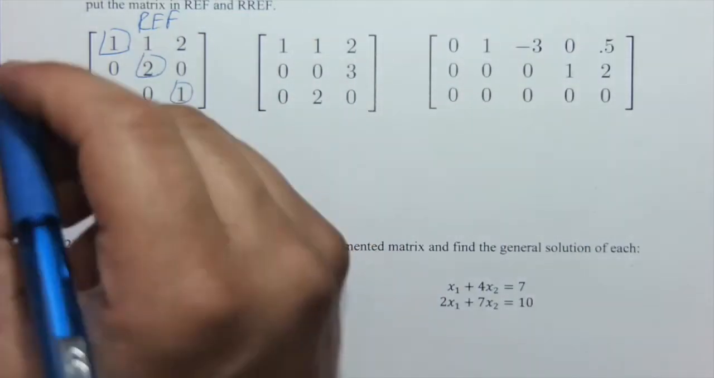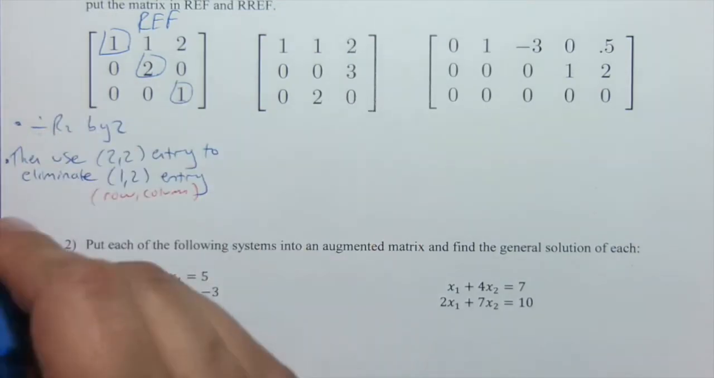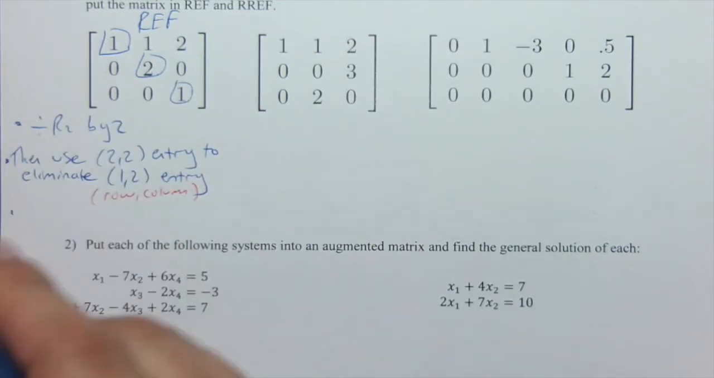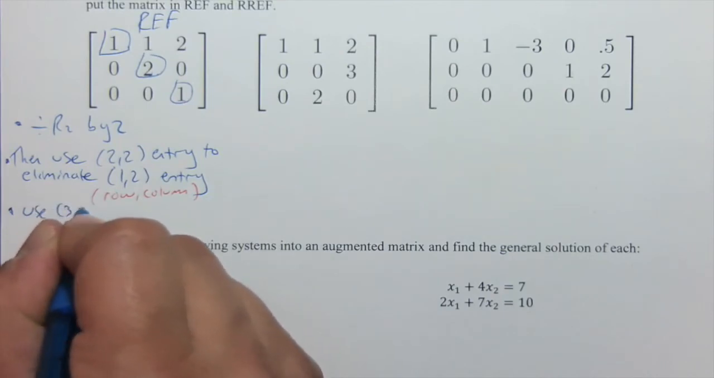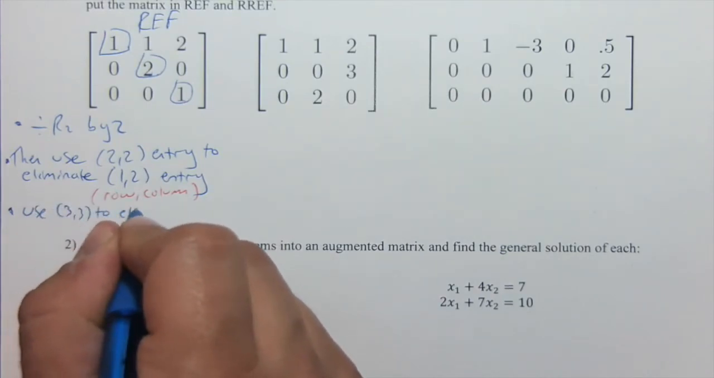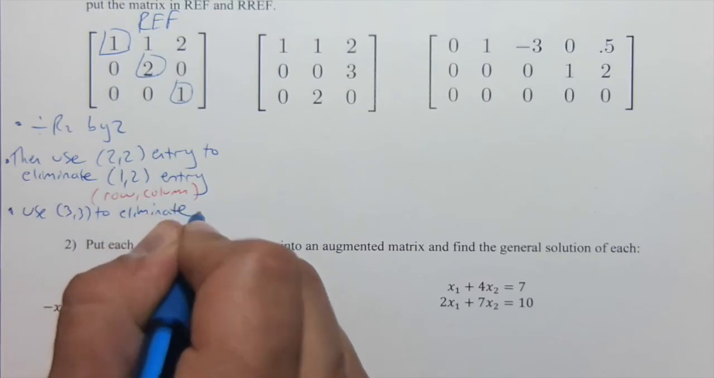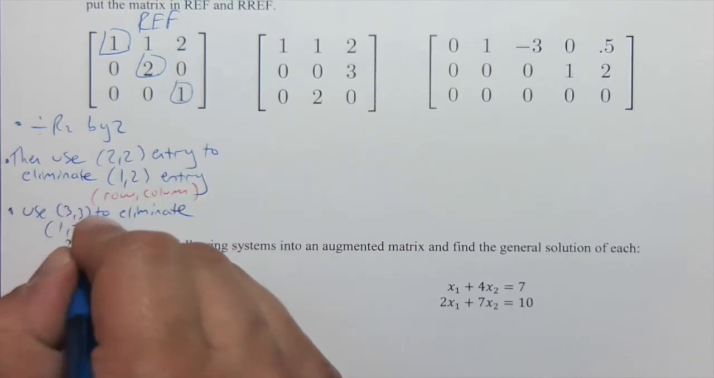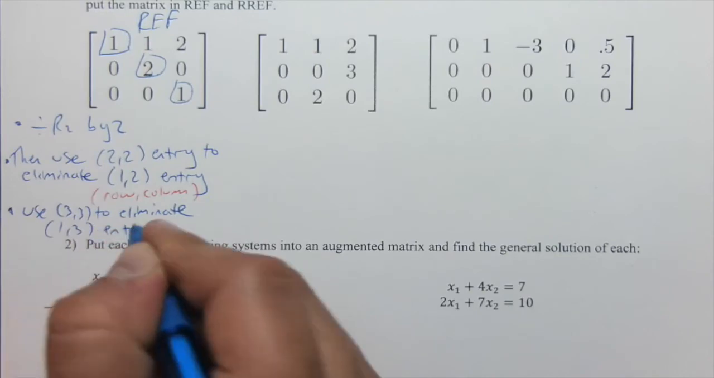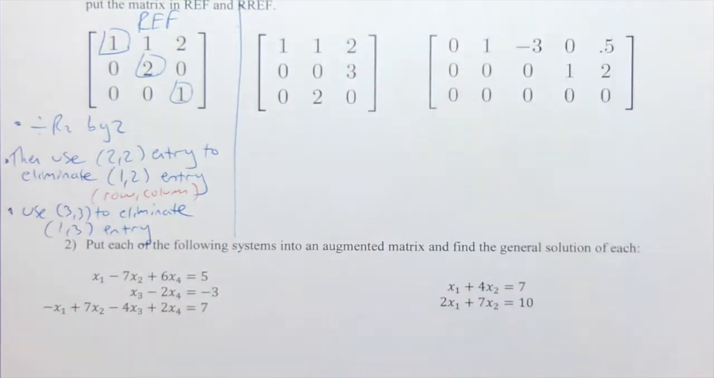And so we're just kind of thinking through. We're not actually doing it. We're just thinking through what the steps would look like to fully reduce it. So the final thing would be to use the 3, 3 entry to eliminate the one above it, the 1, 3 entry. So if you weren't really clear about what you're supposed to be doing on that first one, hopefully it's clear now, and maybe you can think through the second too.